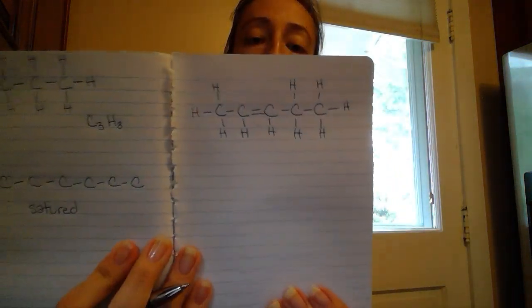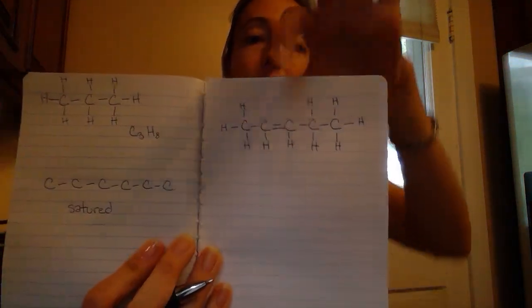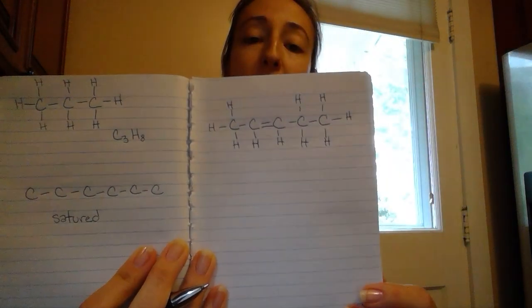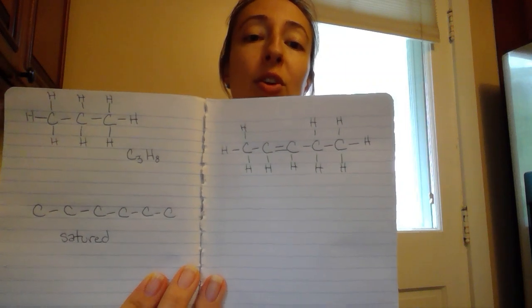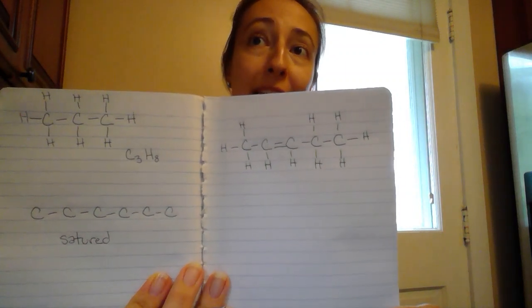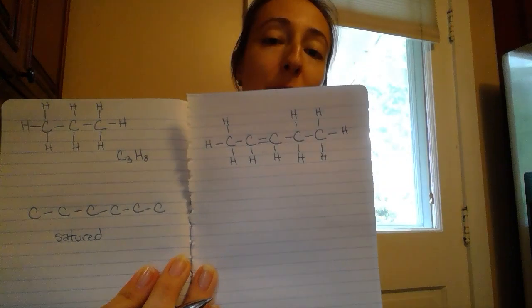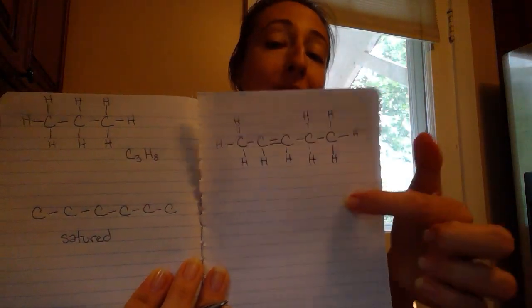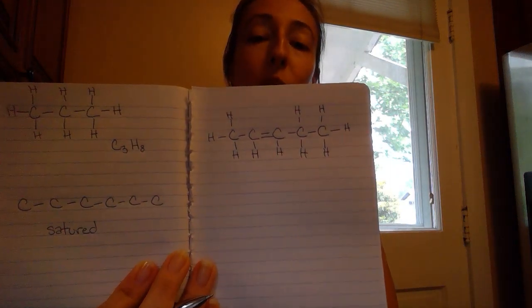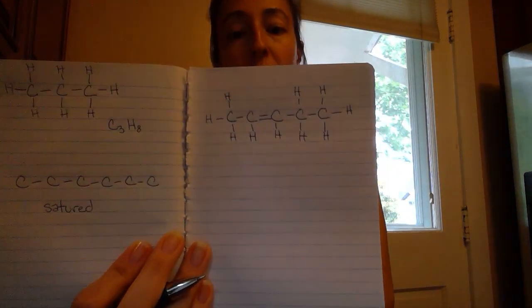So depending on where you put your double bond, your pentene might look a little bit different than mine. But you'll notice that this pentene has less hydrogen, right? Because my double bond is taking up some of the space. So this is considered unsaturated. Alkanes are saturated because you have the maximum number of hydrogens that could possibly be added to the carbons. But alkenes and alkynes, on the other hand, will have less hydrogen and will be considered unsaturated.